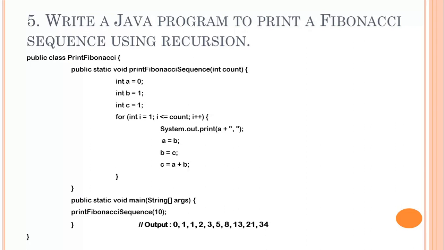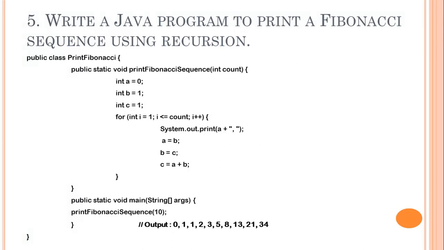a equal to 0 and b equal to 1, c equal to 1. So now our loop will start. i equal to 1, i less than or equal to count, meaning i less than or equal to 10. Now we need to add each and every element. As we have seen, 0 1 1 will be there, so a is printed, and after that a equal to b, b equal to c, and c equal to a plus b.